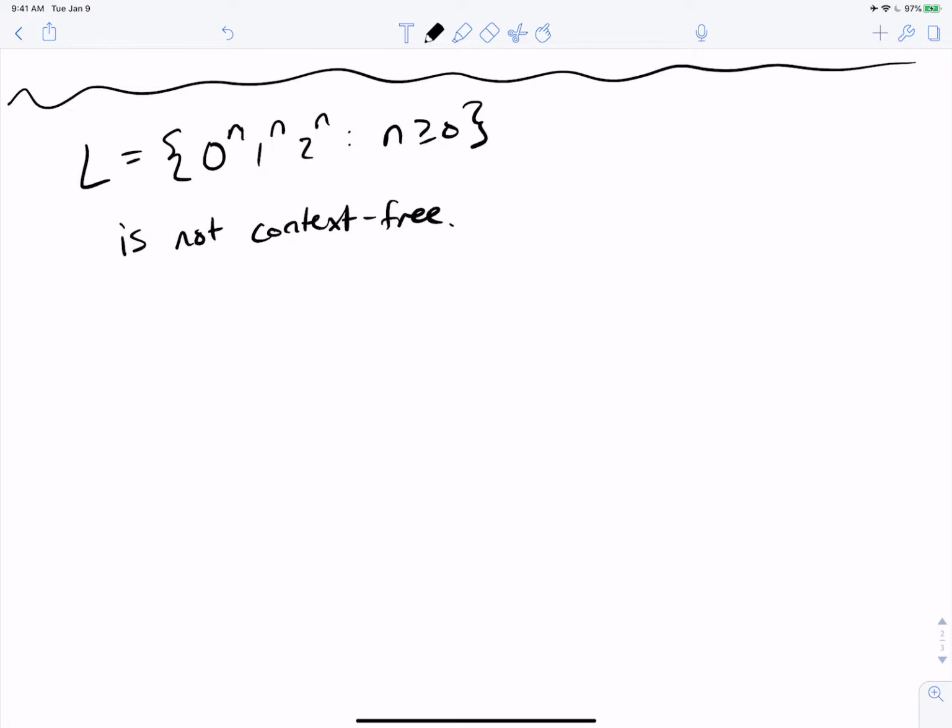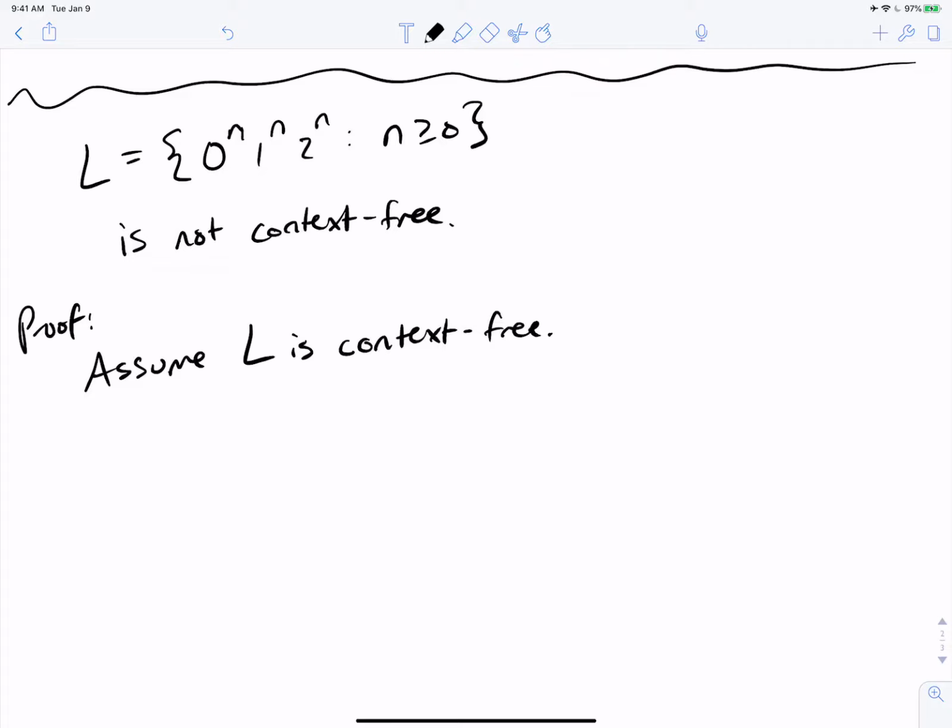We first assume that it is. So assume L is context-free. And the great thing about these is that these proofs start almost exactly the same as the other ones, because the structure of the two lemmas is very close. So we assume it's context-free. What would we usually do after that?